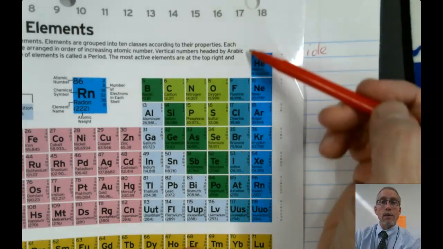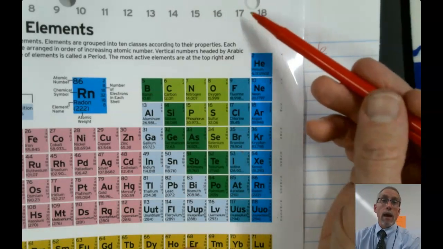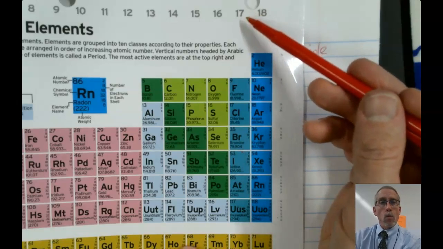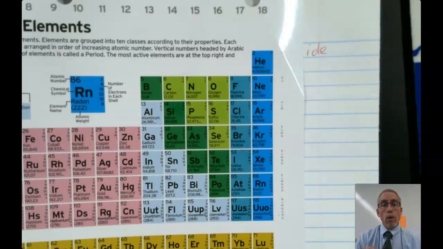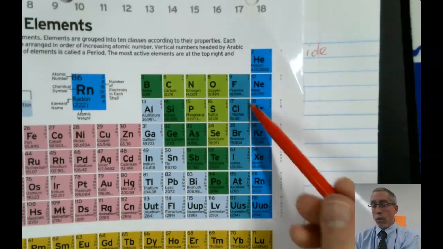And everything in column 17 here, group 17, has 7 outer electrons. Well, so what do those want to do? Remember, they're trying to acquire a full outer energy level, which means 8. So it's very, very close, but not quite there. So chlorine atoms will acquire 1 more electron to go from 7 up to 8. And in doing so, they end up with a charge of -1. So we still write the same symbol.